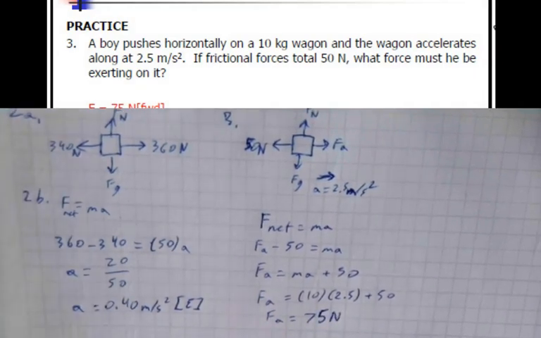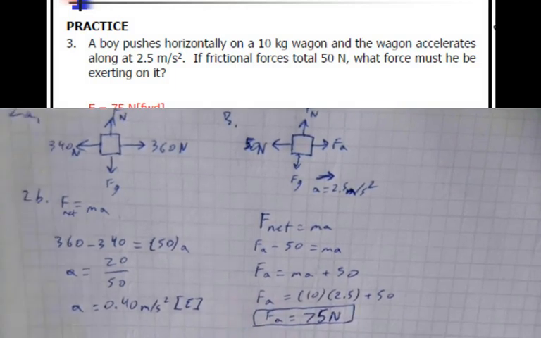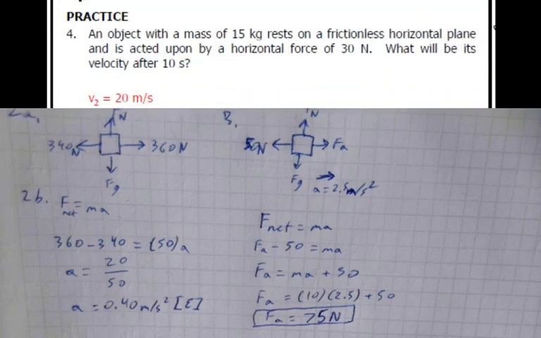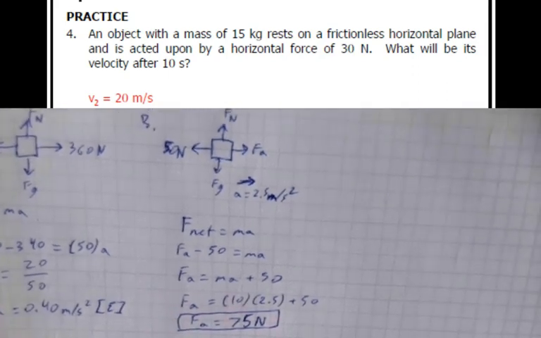And they haven't specified any sort of directions, so it would be acceptable to leave that without a direction. I think here it says forward, but we don't necessarily need to say that. It's sort of implied. Question number 4 says there's a mass of 15 kilograms. It rests on a frictionless horizontal plane and is acted upon by a horizontal force of 30 newtons. What will be its velocity after 10 seconds?